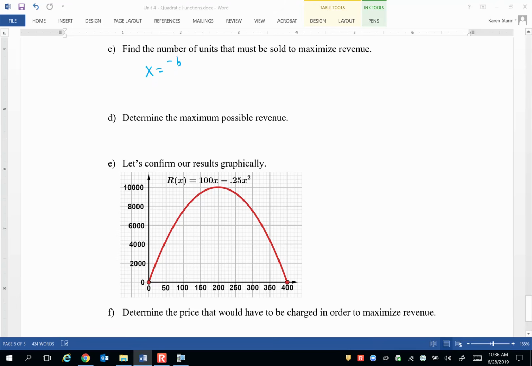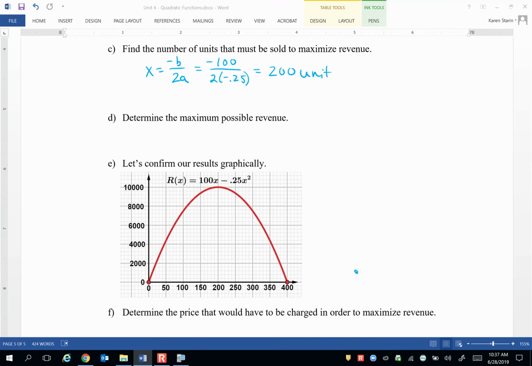So remember, that's the formula, negative b over 2a. So we have b is 100, so we have negative 100, and a is negative 1/4, so negative 0.25. If we do this math, this will tell us that 200 units is the number of units that must be sold to maximize revenue. So determine the maximum possible revenue.